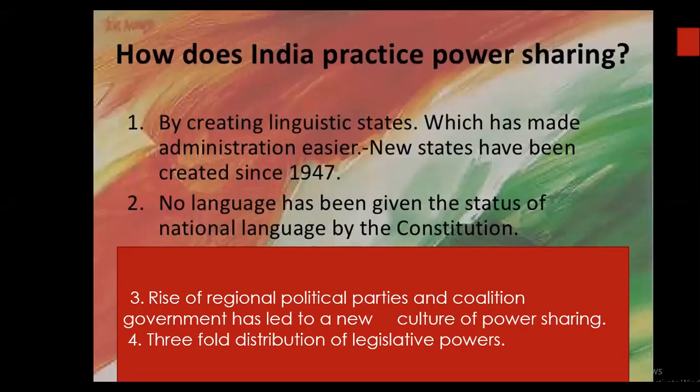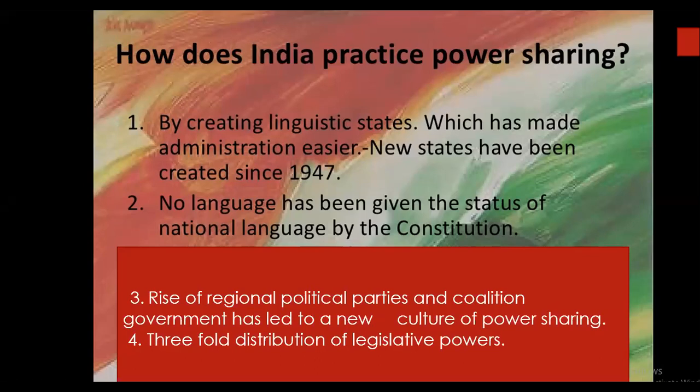Hello class. Okay, so we are continuing with our civics chapter 2, federalism. Today we are going to start with the topic: how does India practice power sharing? We have learned that India is considered a federal country. Now, how do we practice power sharing?